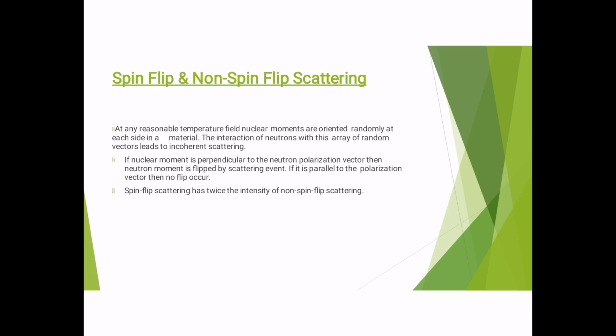respectively. Now P can be expressed as P is equal to (F minus 1) divided by (F plus 1), where F is the ratio between n positive and n negative, which is called the flipping ratio, and this is a measurable quantity in a scattering experiment. Next is the spin flip and non-spin flip scattering.